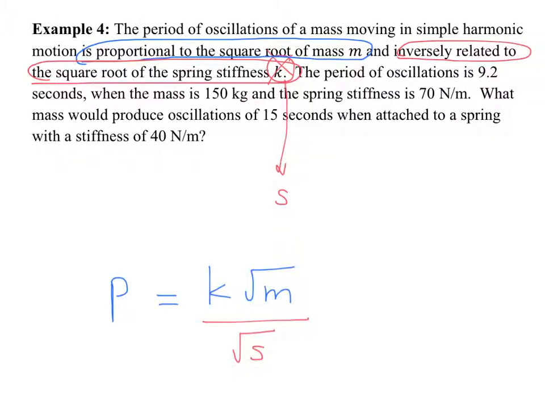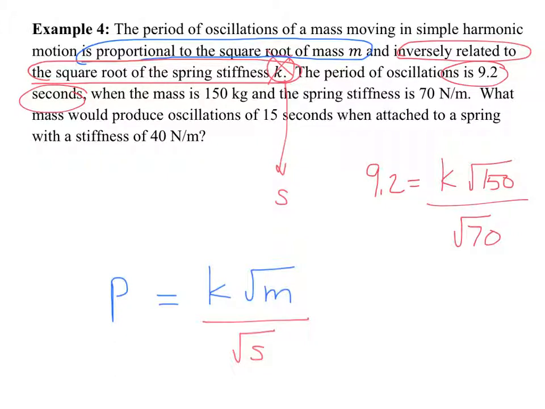We need to then look at what's given. The first statement literally says the period of oscillations is 9.2 seconds. So where's that going to go in? P. When the mass is 150, where does that go in? And the spring stiffness is 70. What do we get when we solve for K? 6.28.